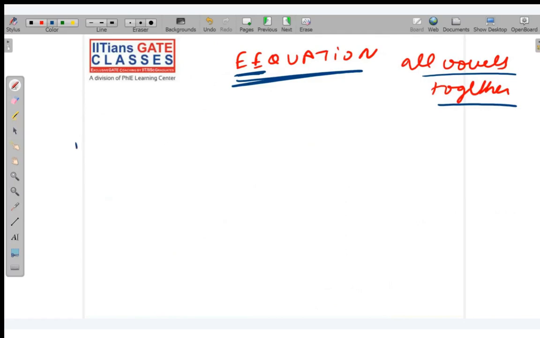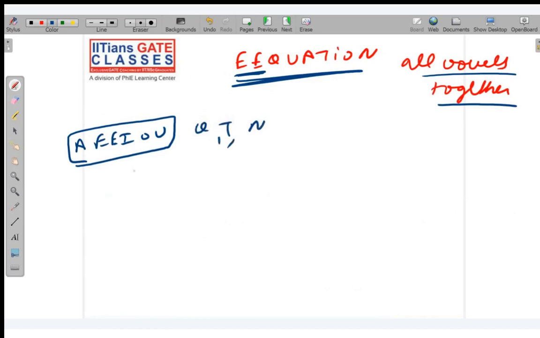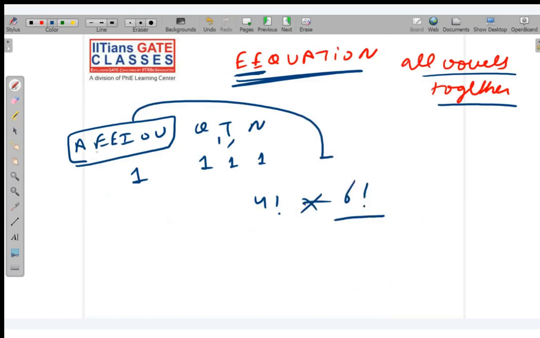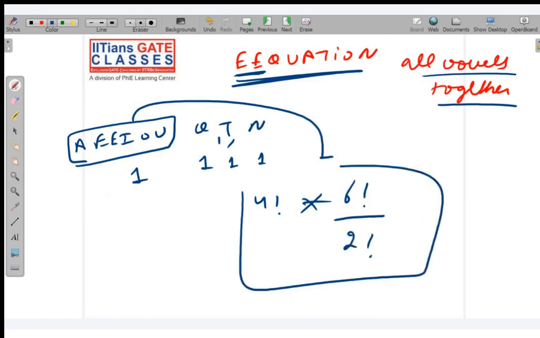All vowels together: A, E, I, O, U, and E is repeated 2 times, so you apply this also. Now apply glue over it. And Q, T, N were there. So this is 1 1 1 1 and 1. So 4 factorial ways, multiplied by the ways to arrange the vowels. How many are there? 1 2 3 4 5 6. So 6 factorial divided by 2 factorial, because E is repeated 2 times. This is my answer.